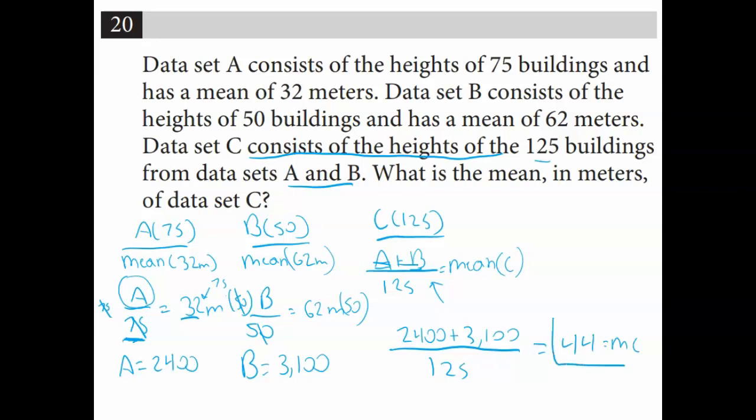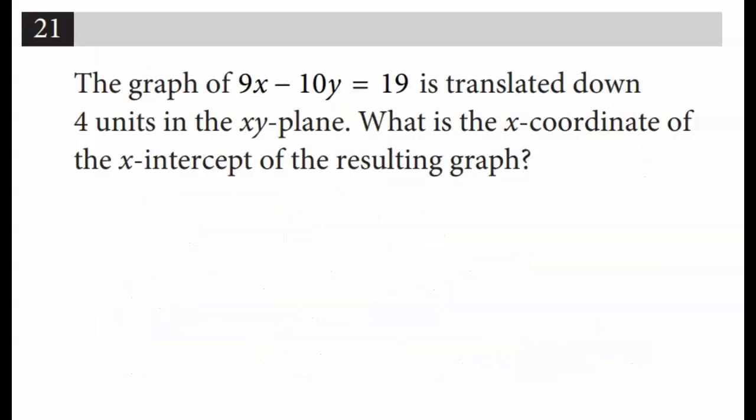And that's going to be the correct answer for 20. All right, number 21. The graph of 9x minus 10y equals 19 is translated down 4 units on the xy plane. What is the x-coordinate of the x-intercept of the resulting graph? So basically what it's asking us is, if we translated this down 4, when y equals 0, what is x?